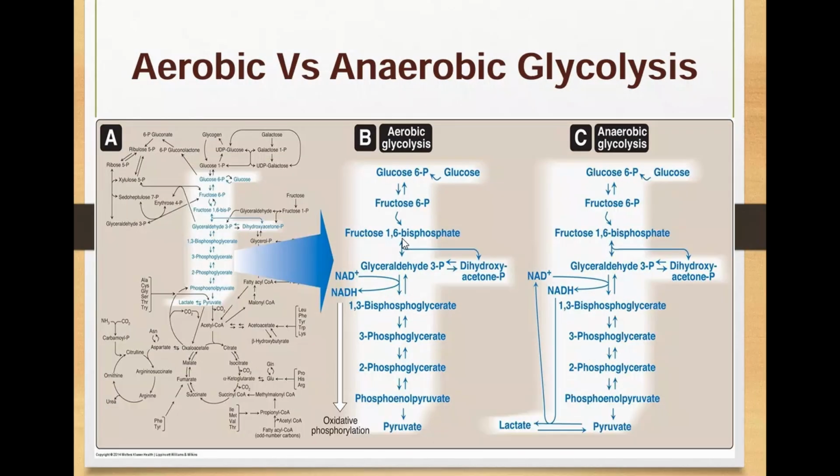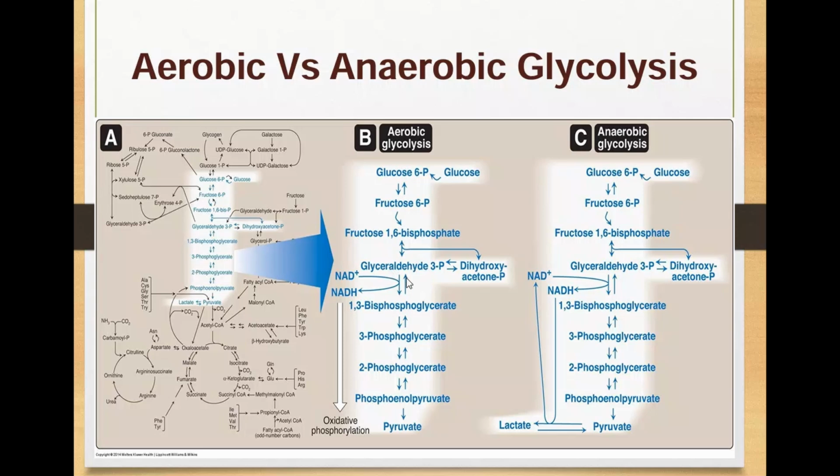Step number 4 of glycolysis: the 6 carbon fructose 1,6-bisphosphate is cleaved to form 3 carbon units, one is glyceraldehyde 3-phosphate, another is dihydroxyacetone phosphate. Here the enzyme is called aldolase. And once again, glyceraldehyde 3-phosphate can be converted to dihydroxyacetone phosphate with the help of the isomerase enzyme, and this can also be converted to glyceraldehyde 3-phosphate, that is vice versa, with the same enzyme.